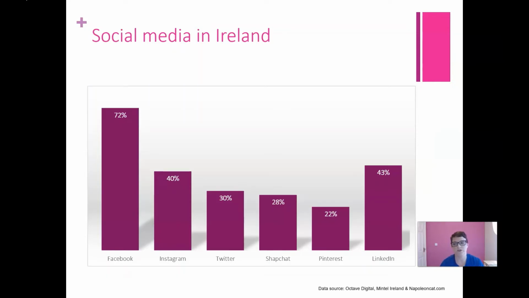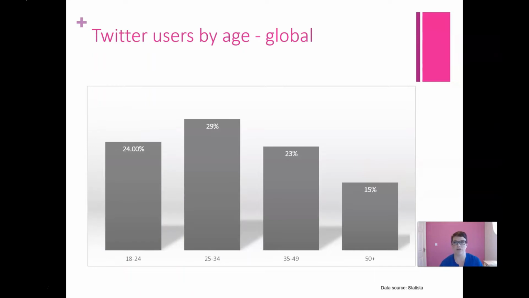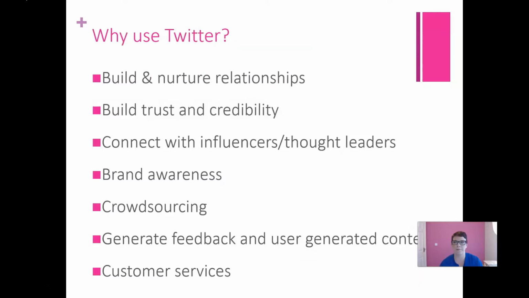So you'll see here from social media in Ireland, Twitter is one of the lower ones. LinkedIn is at 43% of population, Twitter is only at 30%, whereas Facebook is at 72%. So, as I said, it is still very effective, but it's just making sure your customers are on it. And then just looking at the age profile split across the board, you can see the older age profile will be the lowest level users.